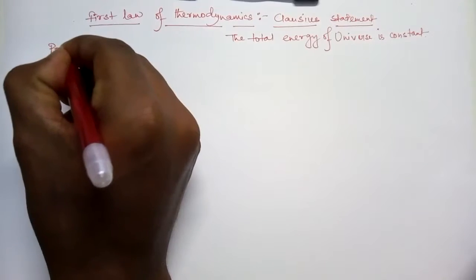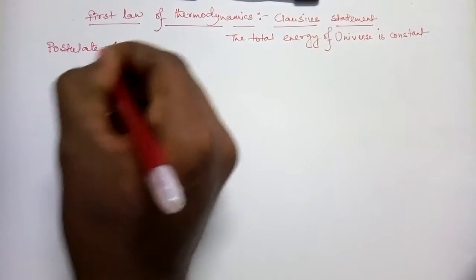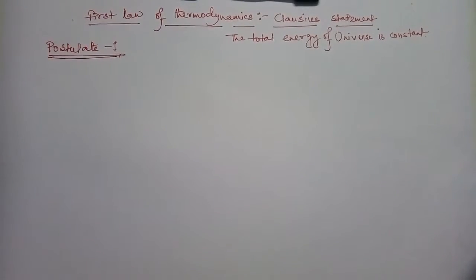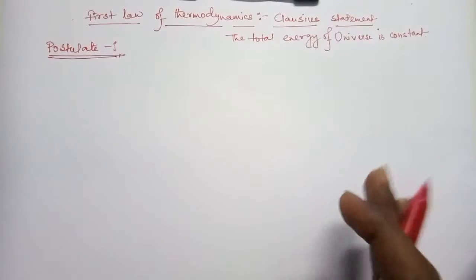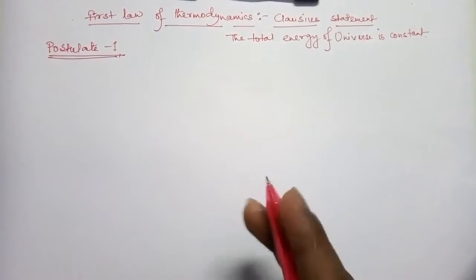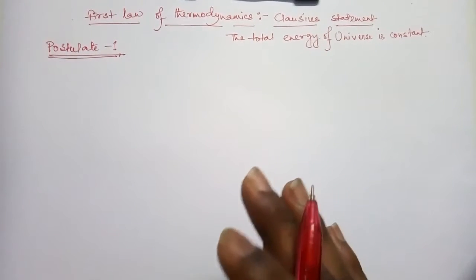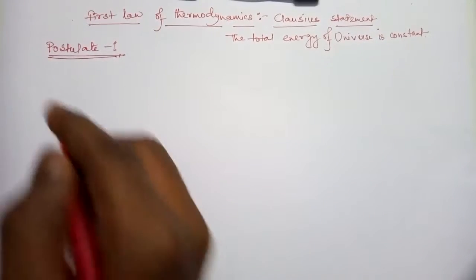Postulate 1. Energy can neither be created nor be destroyed, but it can be converted from one kind to another kind. That means only the transfer of energy is possible, but energy cannot be created nor be destroyed.